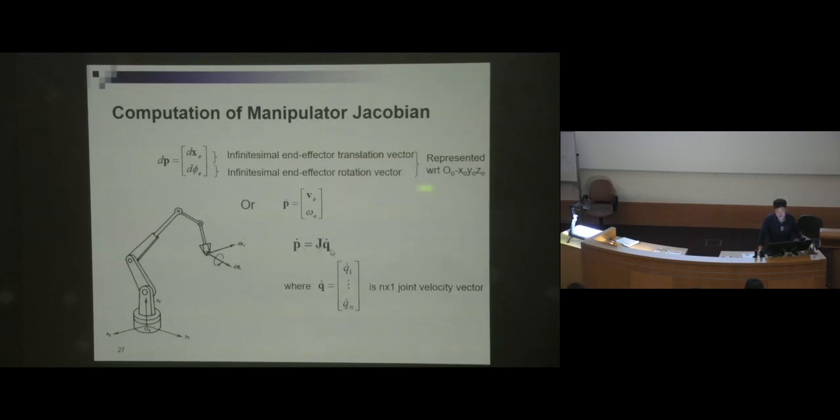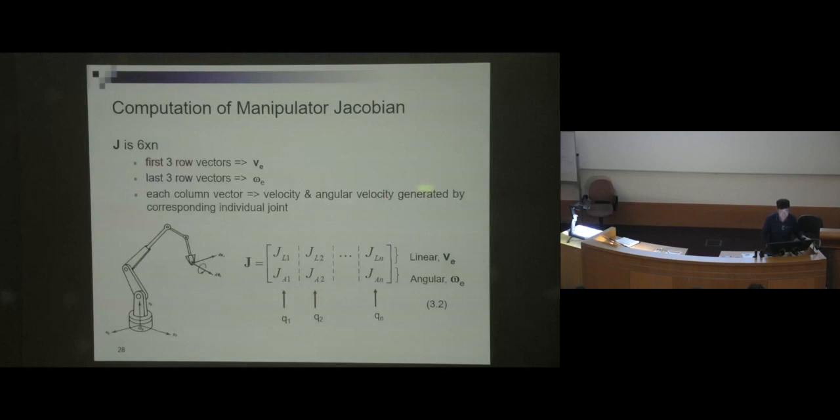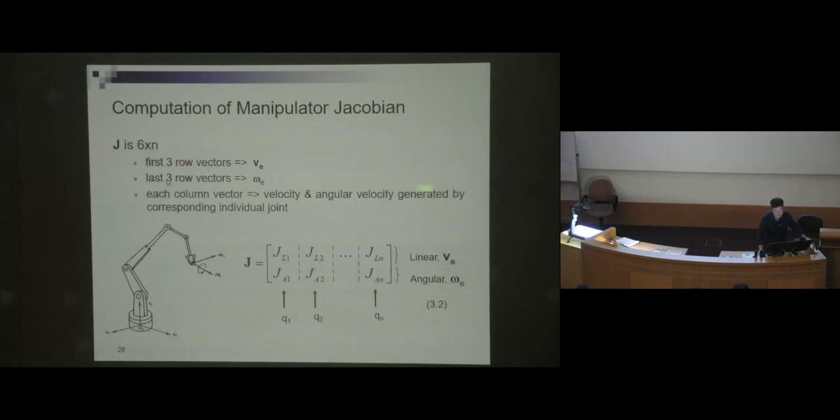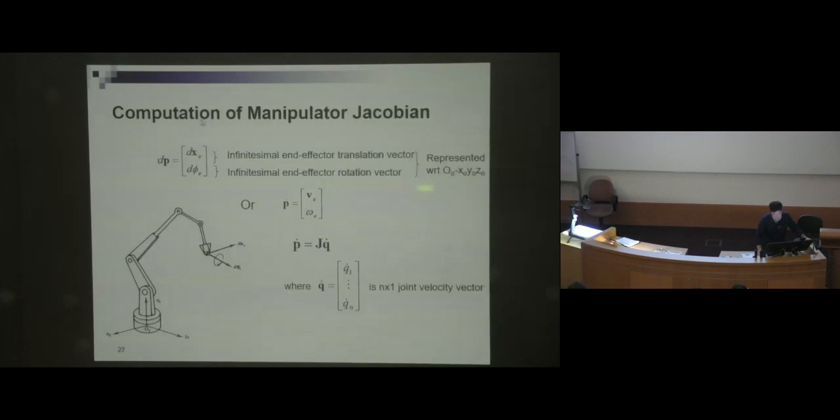So you have p dot equal to J q dot. Your p dot will comprise of v e and omega e, and then your q dot will represent the joint variables. Essentially, the Jacobian matrix is a 6 by n matrix. You have your 6 elements here, then your q dot over here depends on the number of joints that you have. So the J has to be 6 by n, so that p dot equal to J q dot can be consistent.